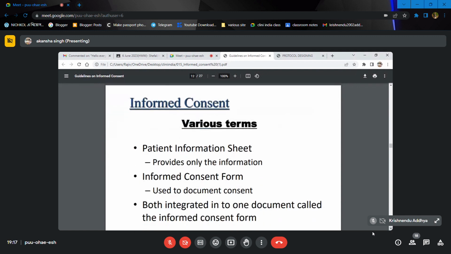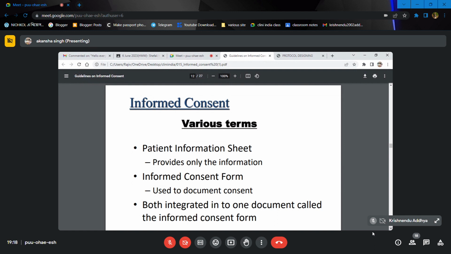So informed consent has various terms. You will find the patient information sheet, or PIS. They provide all the information there. In the patient information we take the age, the height, the gender, or some extra data. Like, we have taken a patient for the study, so we will see what medication he was taking, what reaction he has had with particular drugs, or with the environment, or with food. All the data we take from the patient.